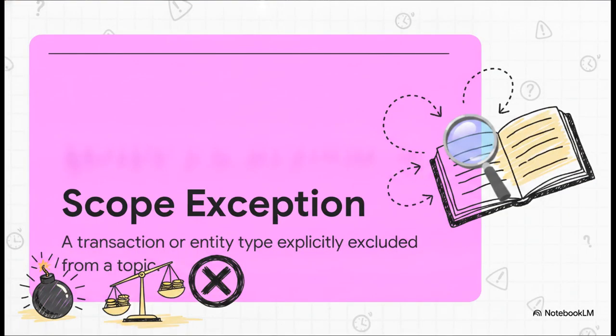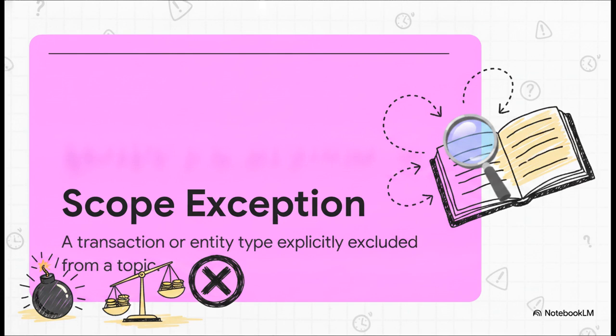Now listen closely, because we need to talk about one of the most dangerous traps in accounting research, the scope exception. A scope exception is a transaction or an entity type that is explicitly excluded from a topic, even though on the surface it looks like it perfectly belongs there. Missing a scope exception has grave consequences. If you miss it, you'll spend hours applying the entirely wrong accounting rule, which can, quite literally, blow up the balance sheet. You always have to check to see if your transaction got kicked out of the topic by a scope exception.